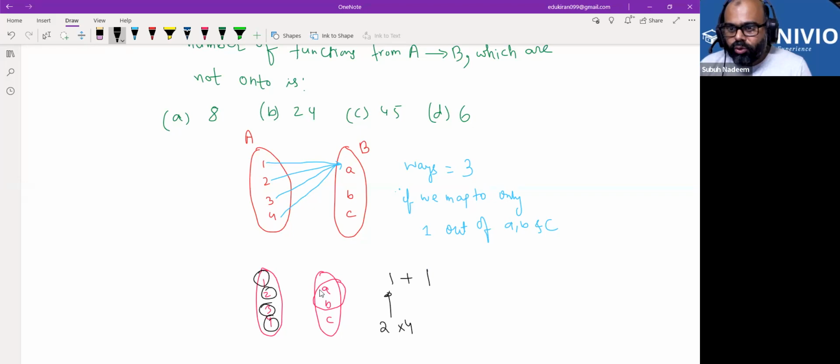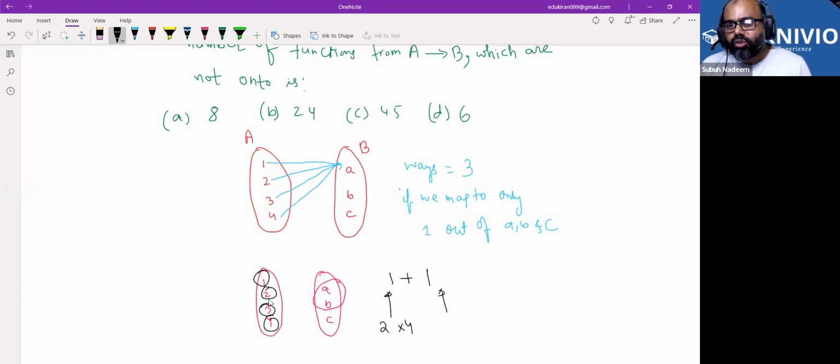Like 1 is mapped to A or B, 2 options are there. Now 2 can be mapped to A or B, 3 can be mapped to A or B, 4 can be mapped to A or B. So 4 options are here. So 4 into 2 will be 8.